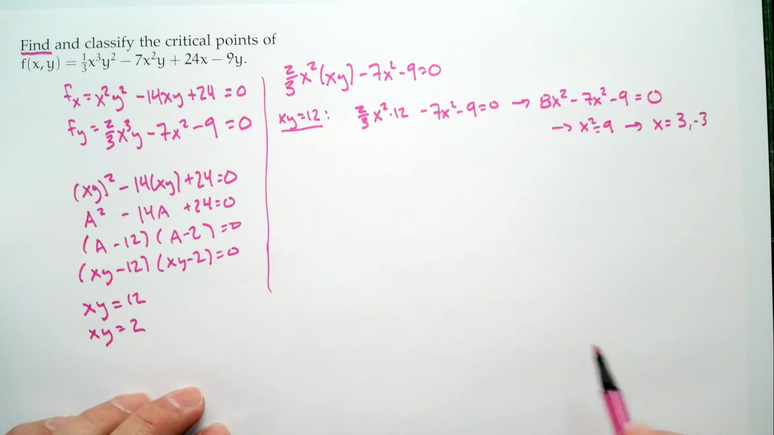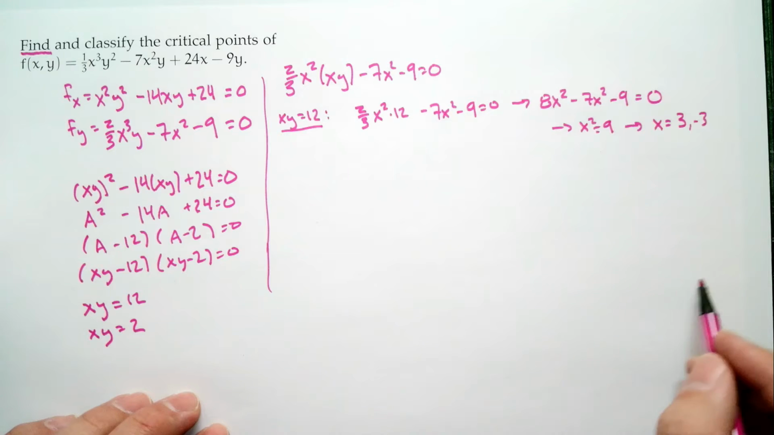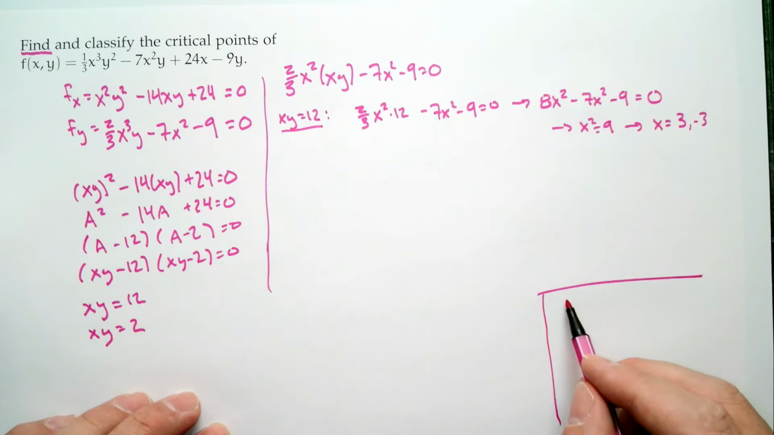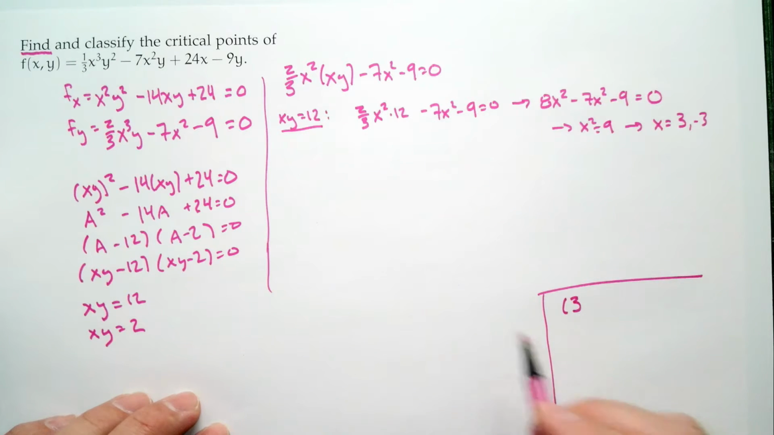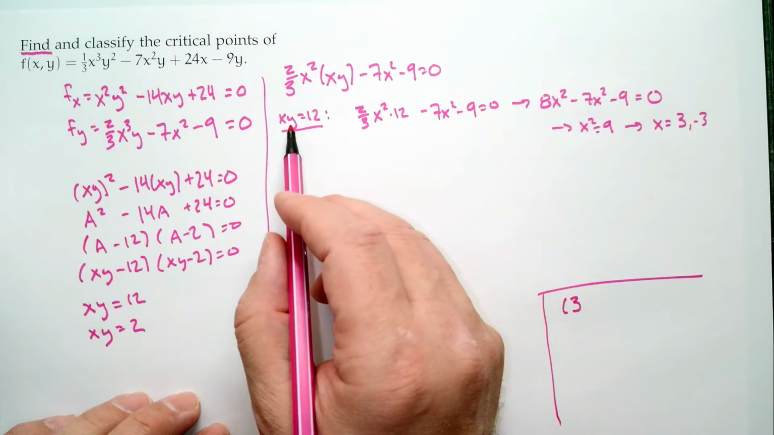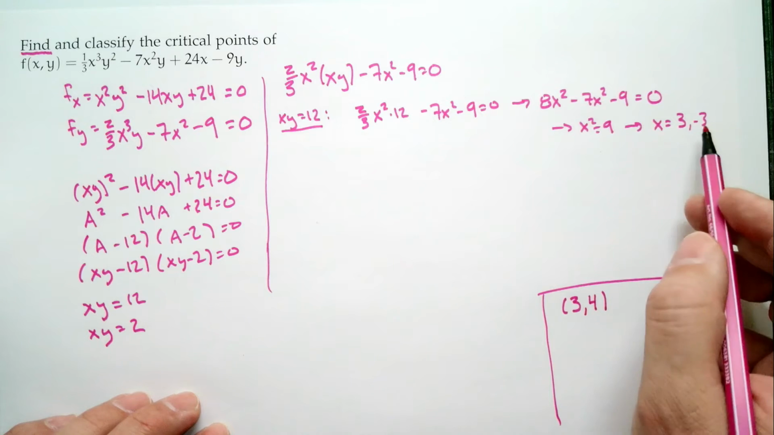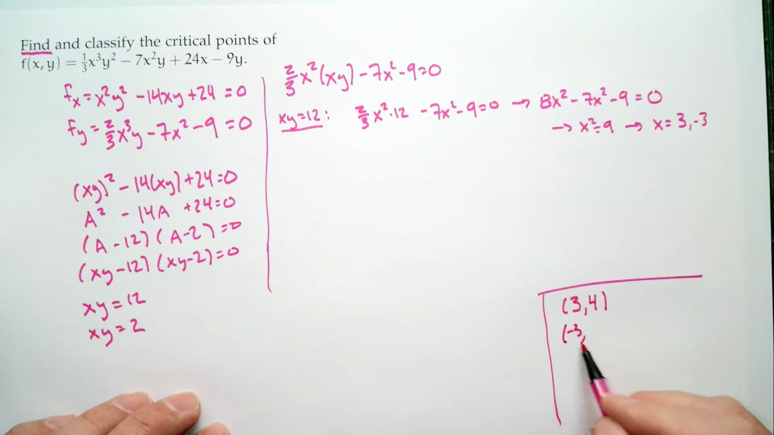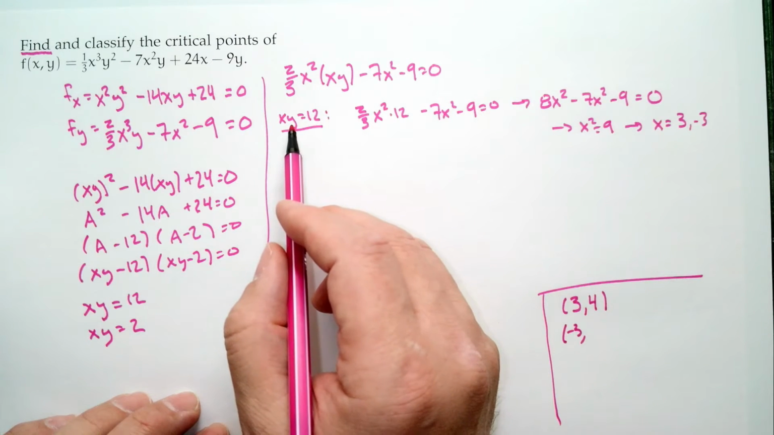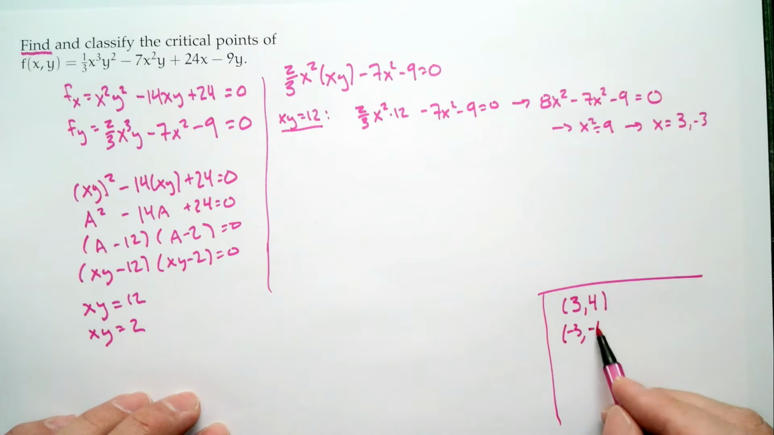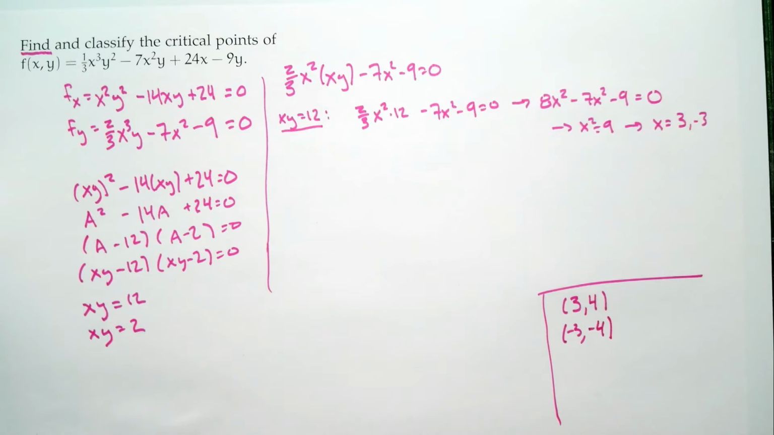And remember that we said x times y equals 12. So let's make a list of points here in the corner. 3 is our x value. Then 3 times y equals 12, so y should be 4. And if I have negative 3 as my x value, negative 3 times y equals 12, so y should be negative 4. So those are two critical points. Now that's assuming that xy equals 12. What if xy were equal to 2?